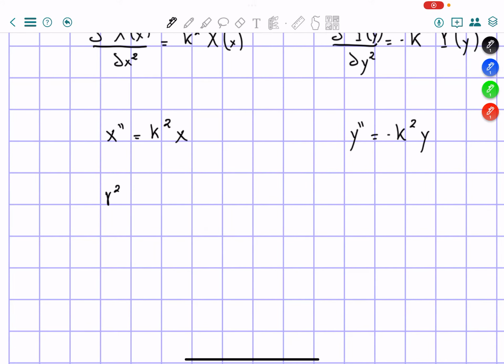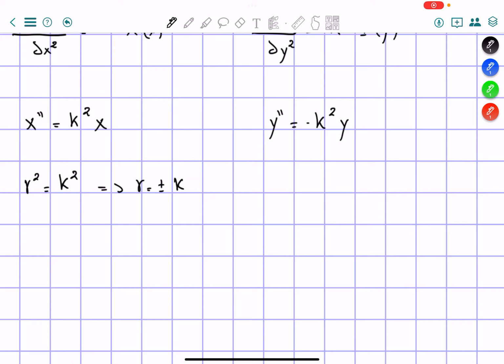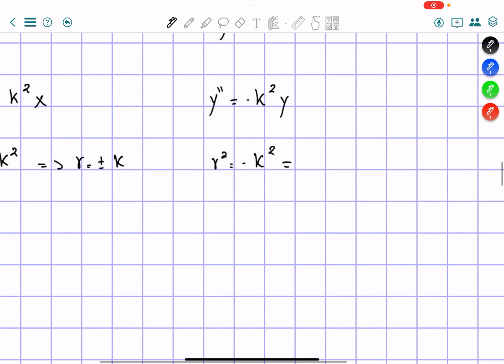So we're going to have r squared is equal to k squared, meaning that r is equal to plus or minus k. And then in this other case, we have that r squared is equal to negative k squared, which is a little bit more tricky, and I'm going to prove it to you. Alright, so we solve this, and we get that r is equal to the square root of negative k squared. So why don't I put the plus or minus here in front?